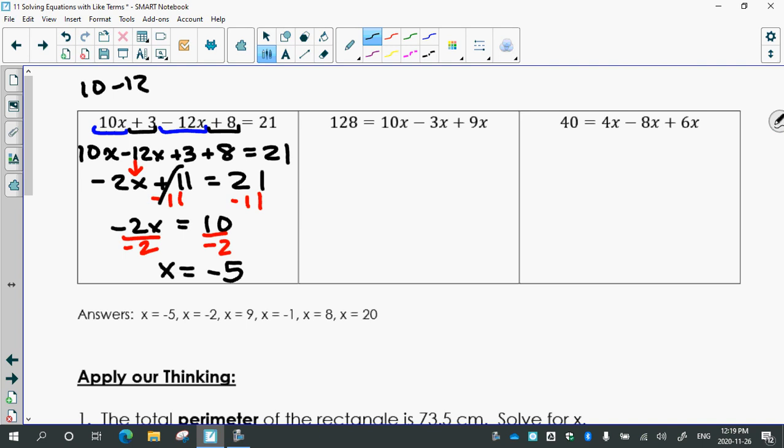All right, Hunter and Brady were discussing this question and saying that some people just like to see their x's on the left side always. Because this is an equal sign, does it matter if I rewrite this question like this?